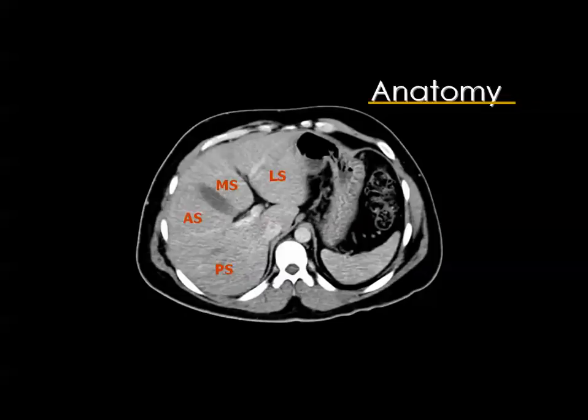Then we will discuss some of the details about the anatomy of specific intra-abdominal organs, starting with the liver.